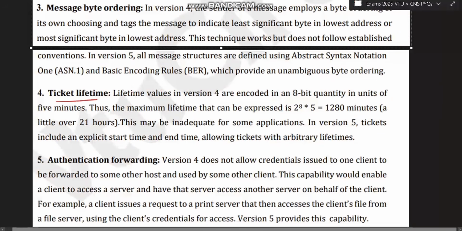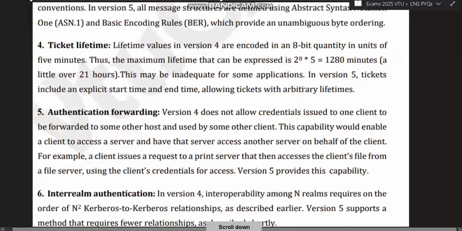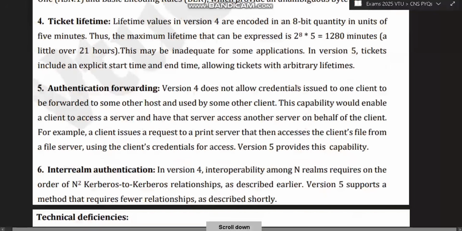Fourth is ticket lifetime. Lifetime values in version 4 are encoded in an 8-bit quantity in units of 5 minutes. Thus, the maximum lifetime can be 1280 minutes, a little over 21 hours. This may be inadequate for some applications. In version 5, there is extended lifetime; we can arbitrarily set whatever the start and end time is. That's an advantage.